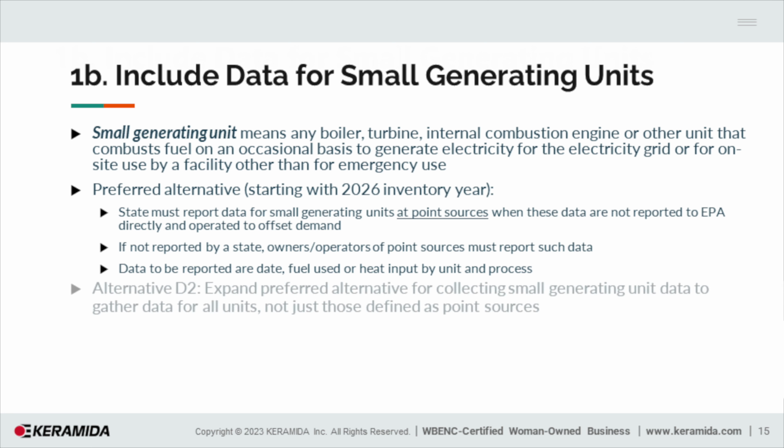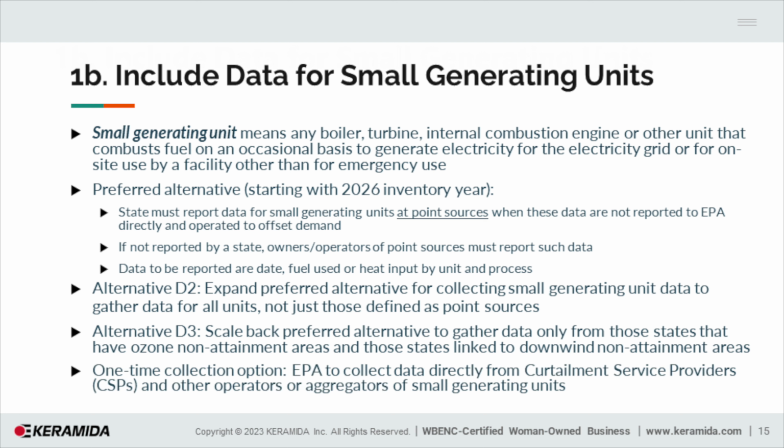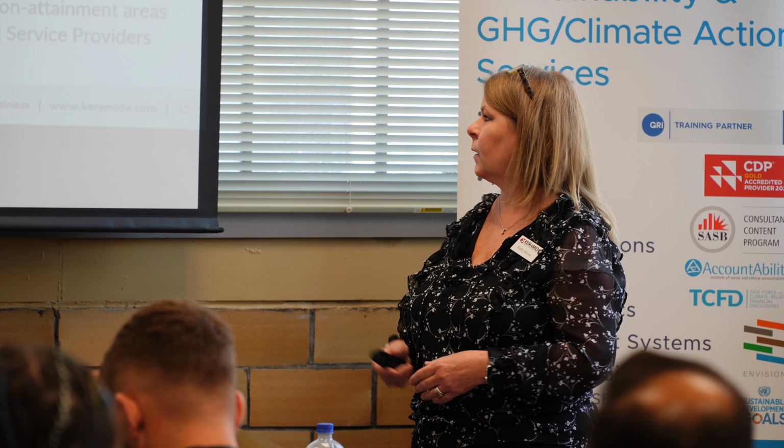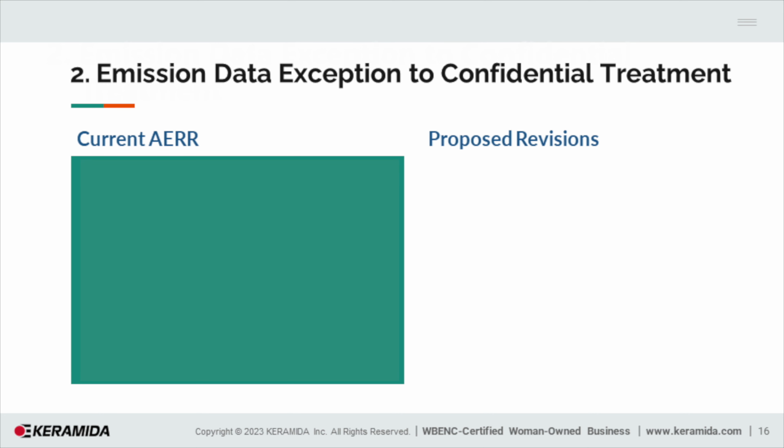The first alternative is to expand the preferred alternative to gather data for all units, not just those that are at point sources. Again, point sources are the major sources, so this would be for all units. The second alternative, D3, is a scaled back version, and it's going to be more for non-attainment areas. And then the fourth alternative is a one-time collection option where EPA will collect the data directly from the curtailment service providers.